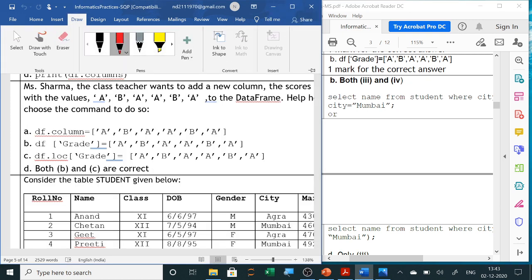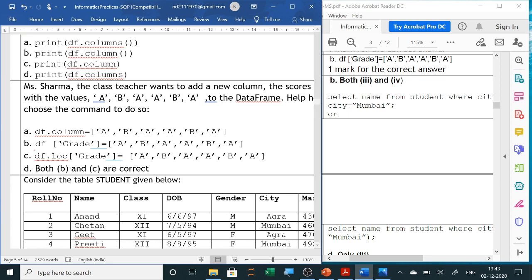I will take a pen and then I will show it. So here you can see the B option, DF, grades, and then all the values. So this is your correct option. Now the column name is written in square brackets, which is the new column which you want to add.